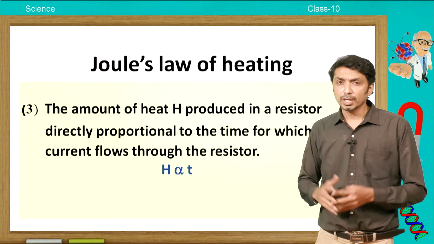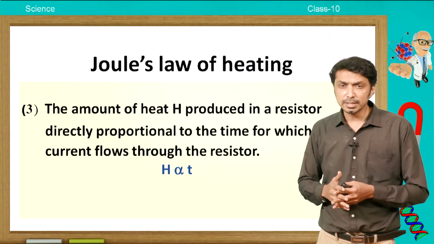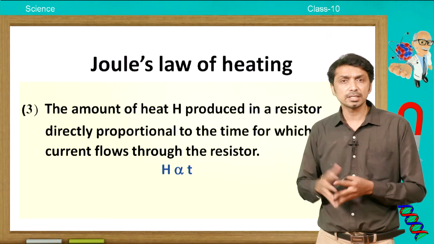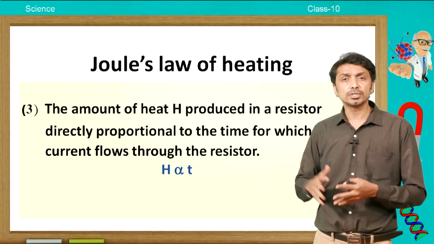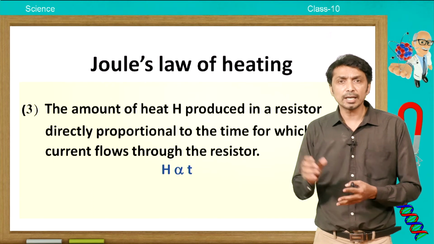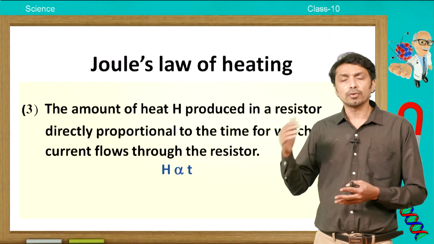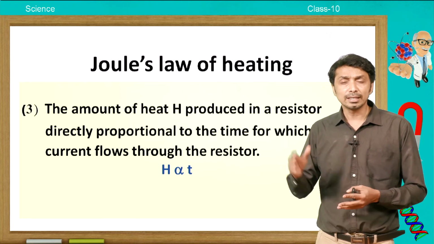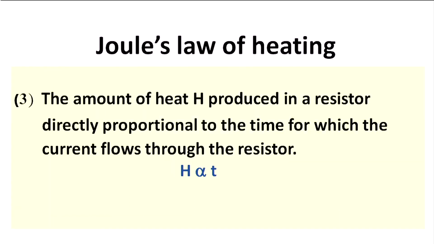That means, if you are using a television for 10 minutes, then the amount of heat energy produced will be lesser than if you use the same television for 1 hour, or if you switch on the iron box for 1 minute and if you allow it for another 5 minutes, then you will observe that the heat energy is more, because the time for which the electrical current flows through it is more.